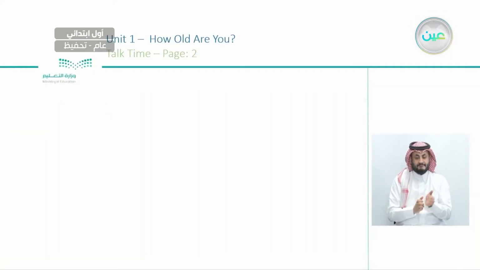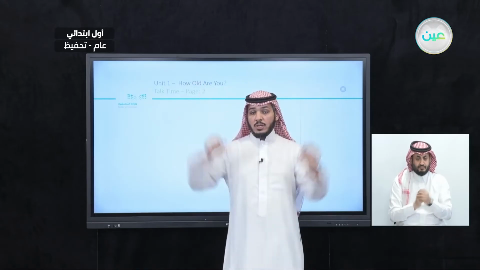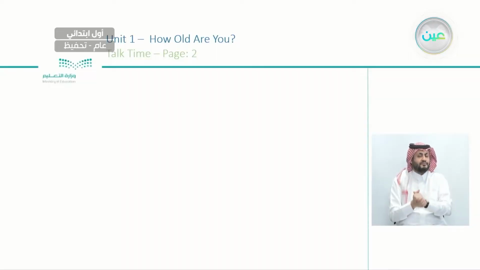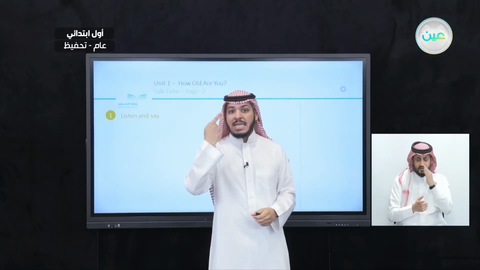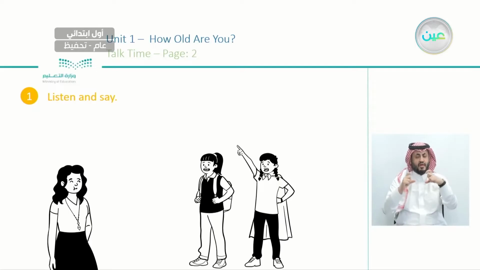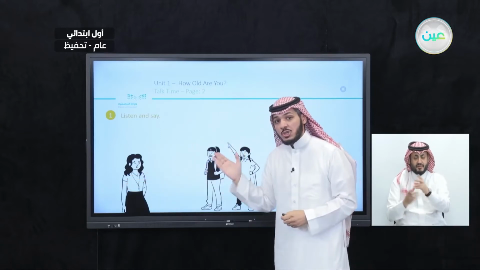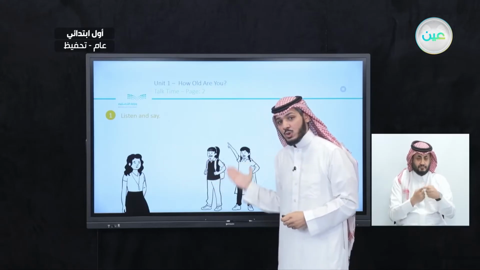Excellent. So on page 2, open your book on page 2. The title of the unit is How old are you? On page 2, talk time number 1, listen and say. So this is number 1. Now we have a woman there and 2 girls here. So this is a teacher and we have 2 students here.